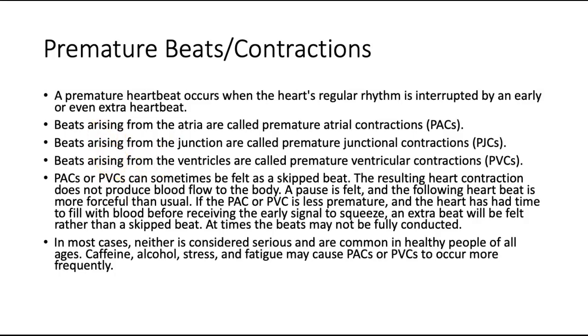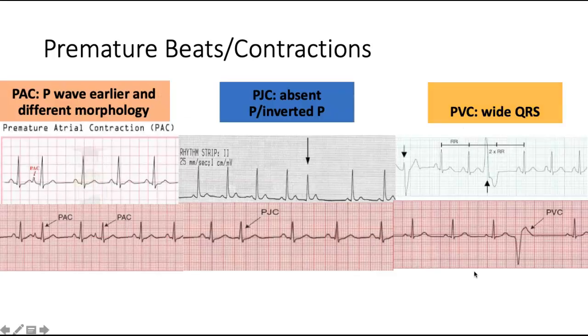If the symptoms caused by premature beats are bothersome, they can be treated with medications or catheter ablation. PVCs that occur in frequent couplets or with increasing frequency may be a sign of cardiac irritability as well, but are generally considered benign. These are examples side by side of premature atrial contractions, premature junctional contractions, and premature ventricular contractions, just so you can see the difference in the morphology.